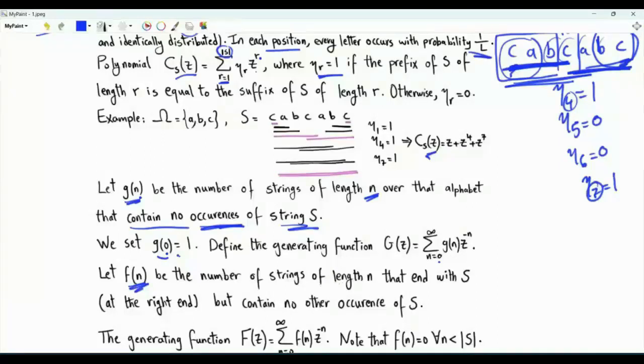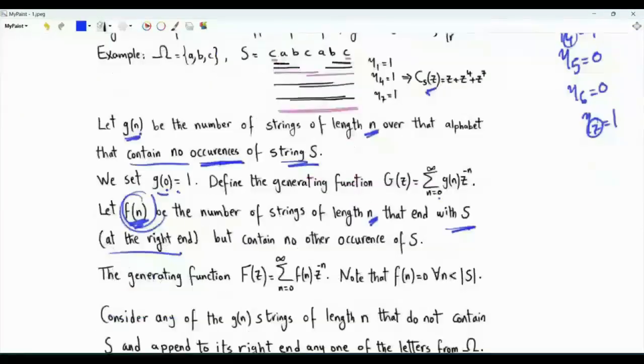Define f of n to be the number of strings also of length n, but those strings end with S at the right end, and they contain no other occurrence of S. F of n gives us the number of strings of length n that have one occurrence of S only, and this occurrence is at the right end. There is a generating function associated with f of n: the summation, n from 0 to infinity, of f of n Z to the minus n.